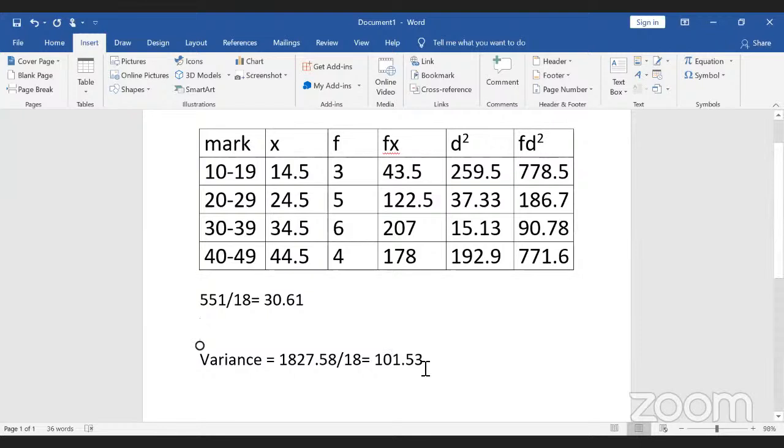Now, for standard deviation, we were told that this is the square root of variance. Standard deviation will be the square root of variance. So what is our standard deviation? 10.076. Standard deviation is the square root of variance, which is 10.076. So far, do we have any question?